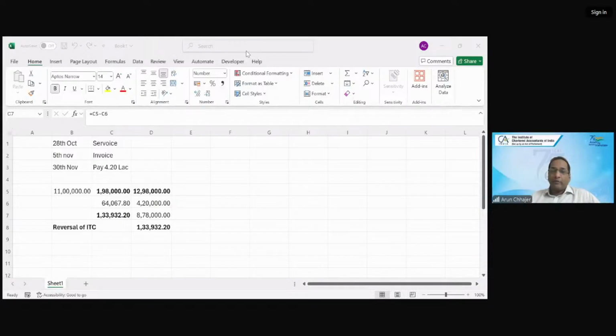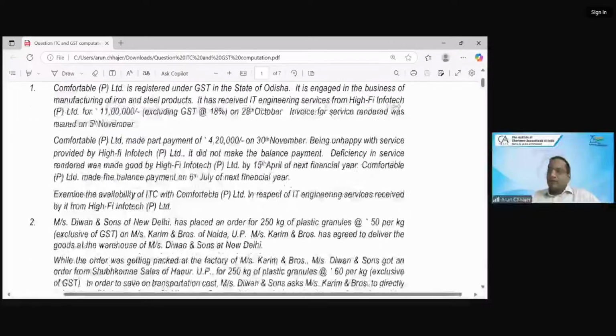Okay, so I'm moving to the next question. Now tell me one thing. Can he claim the ITC again of this amount on 6 July? When he makes the balance payment, would he be eligible to claim the ITC?